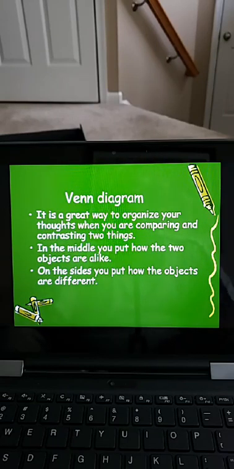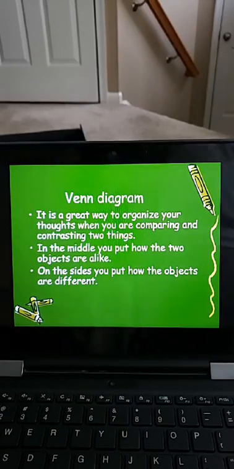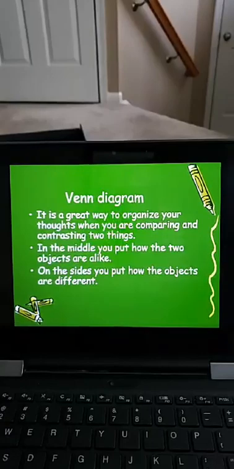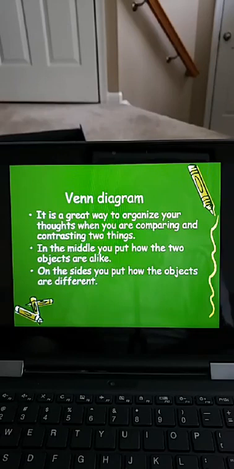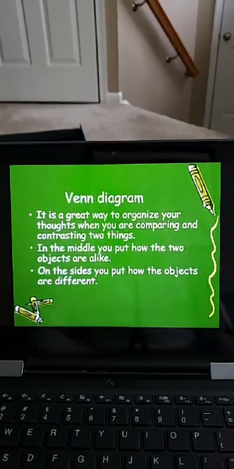I'll give a few more seconds for students to finish taking notes on the screen. Okay, let's continue.